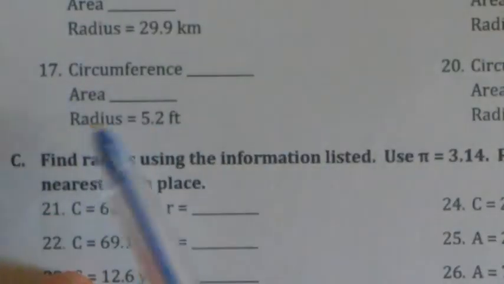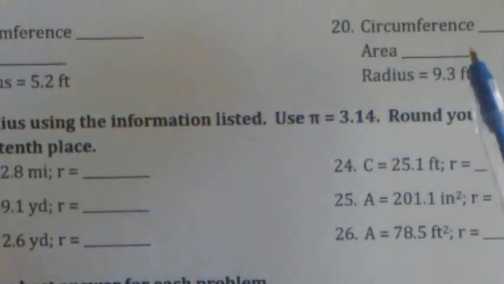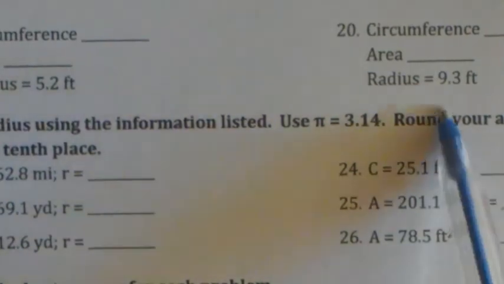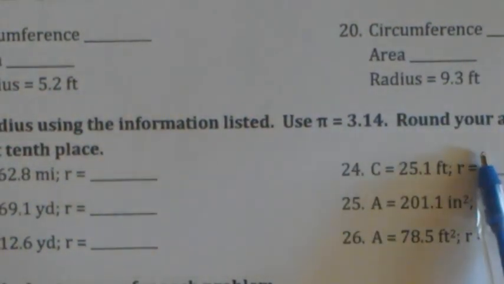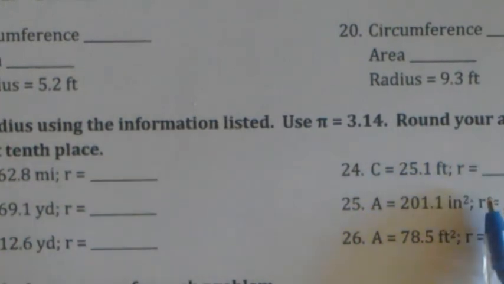Radius, radius, radius, radius. They only gave the radius every time. So you just got to be careful when you do your circumference that you take 2 of those, because it's diameter times pi.